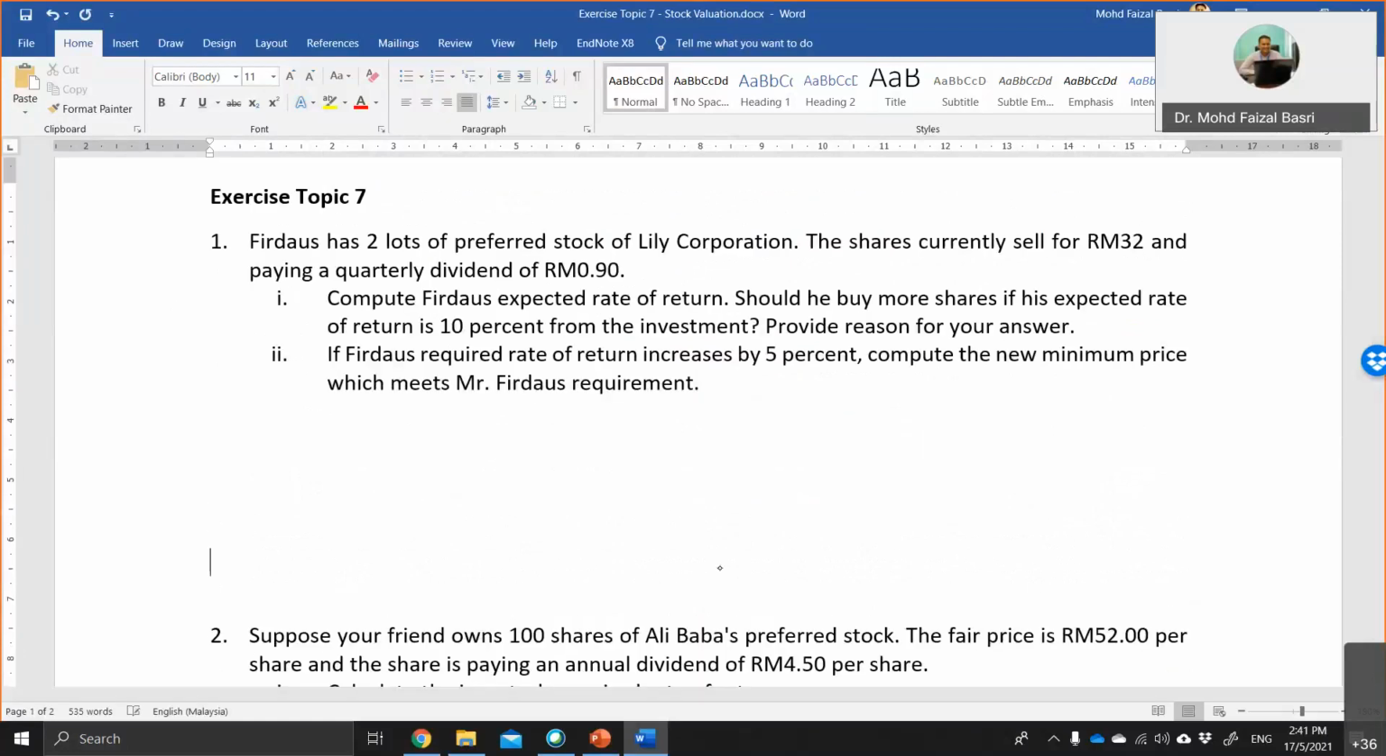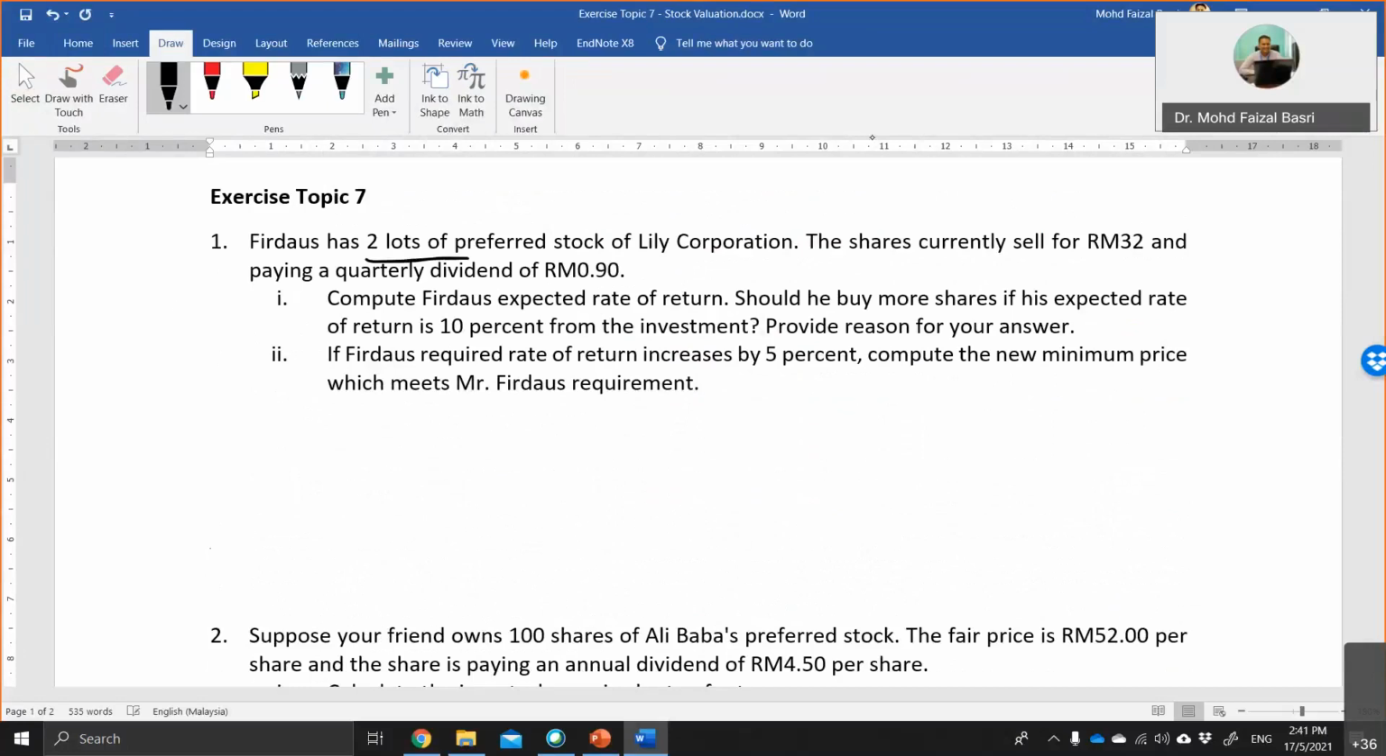Okay, so for the question number 1, Firdaus has 2 lots. Okay, this is a question. Has 2 lots of preferred. They specify directly here, preferred, then we know this is a preferred stock question. The stocks currently sell for 32 ringgit and pays a quarterly dividend of 90 cents. So we know this is a quarterly, quarterly. So we need to annualize the dividend. So annual dividend would be 90 cents times 4, which is 3 ringgit and 60 cents. So this will be the annual dividend for this question.